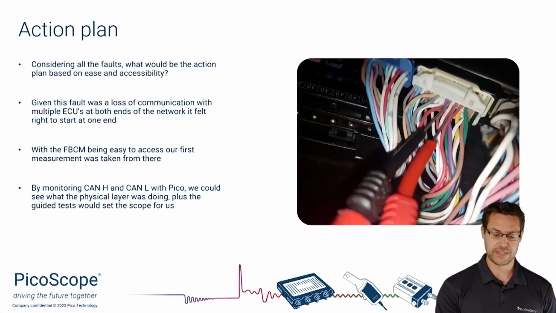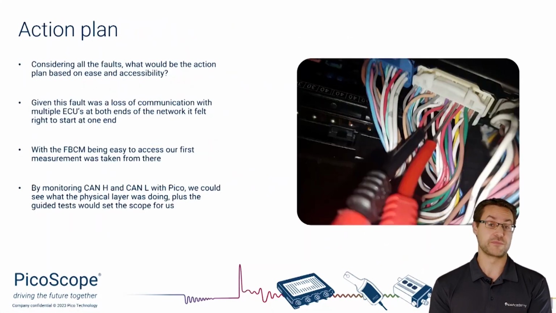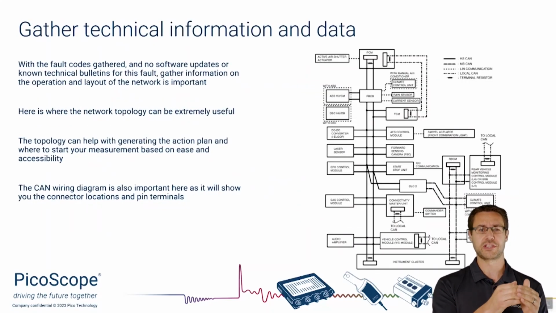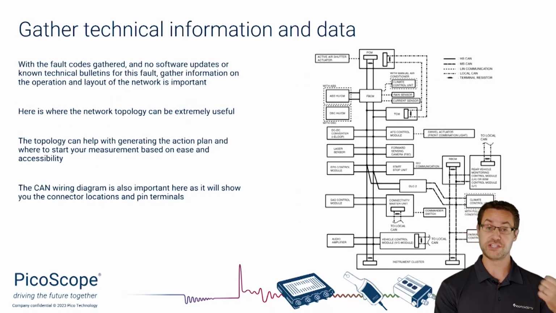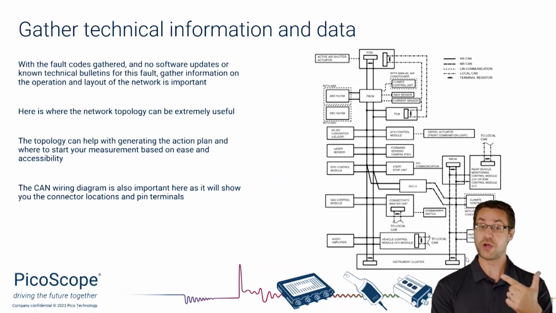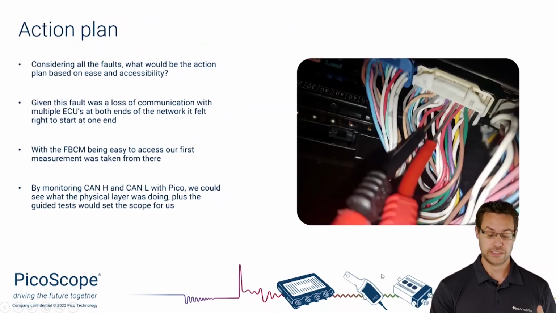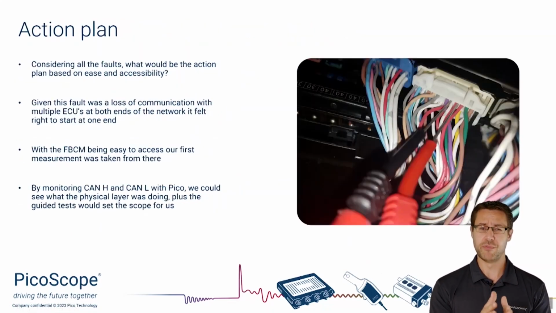Now, we could go there and make the first measurement, but this is a loss of communication between two ECUs, like I said in the first part, between the engine ECU and the instrument cluster. They were one of the fault codes. Well, you can see here the engine ECU is right at the top of the network and the instrument cluster is right at the bottom. So going bang in the middle might not be the best point to start at.